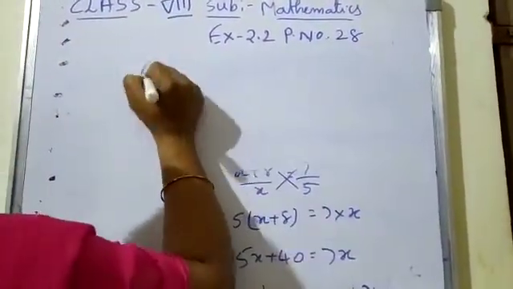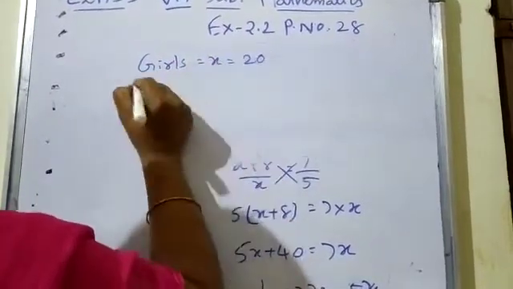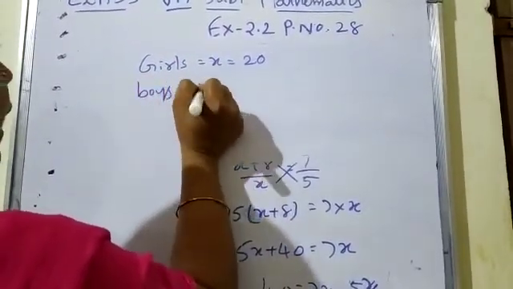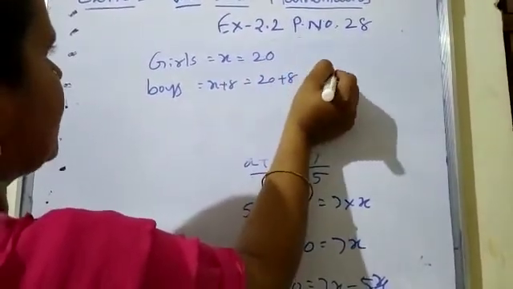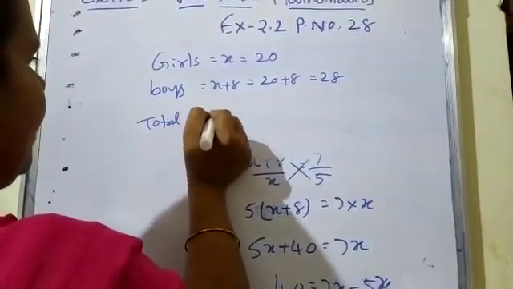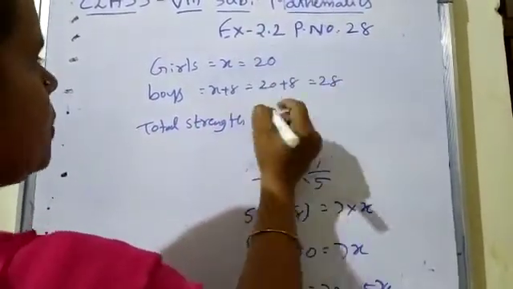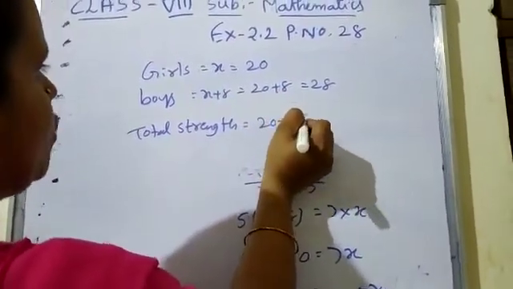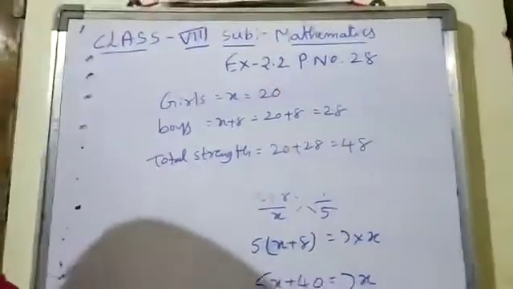So girls is equal to x, which is equal to 20. Then boys is x plus 8 is equal to 20 plus 8 is equal to 28. So total strength is asked. So total strength is equal to number of boys plus girls. So 20 plus 28 is equal to 48.